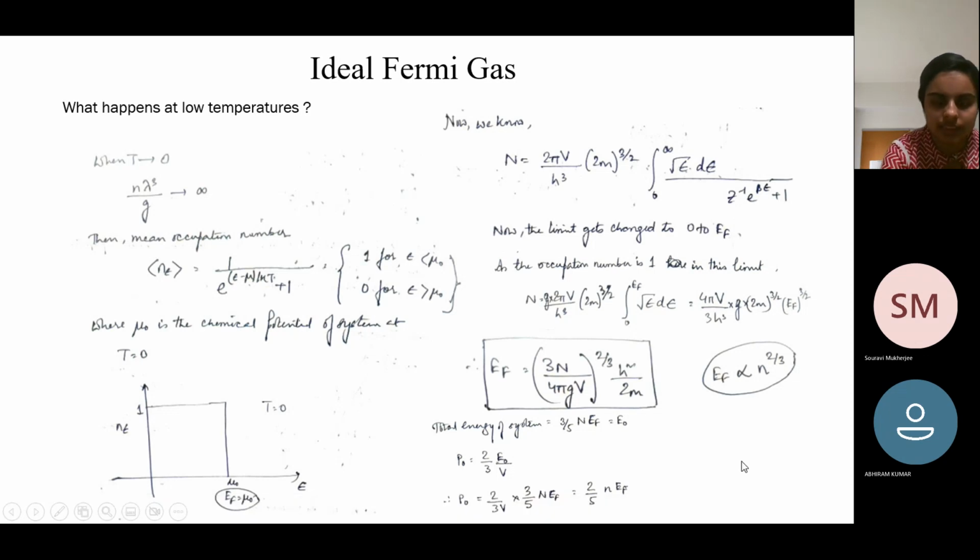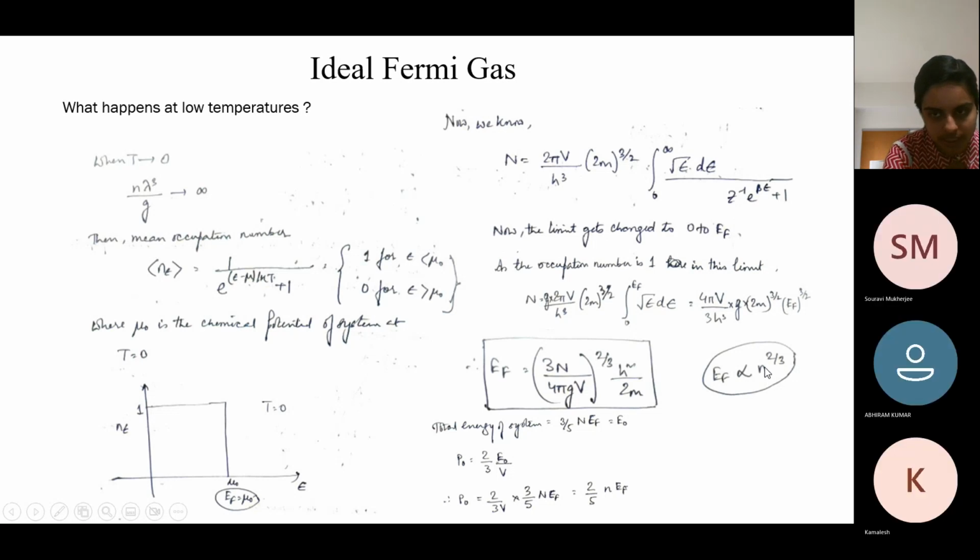So let me tell you, it's because here you have an extra n, and then you have EF, where EF goes as n to the power 2/3, right? And then you have an extra n. So that means how would pressure go? Pressure would go as n to the power 1 plus 2 by 3, right? So that means pressure is proportional to n to the power 5 by 3, right? Is this thing clear?